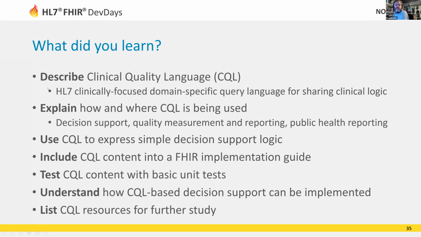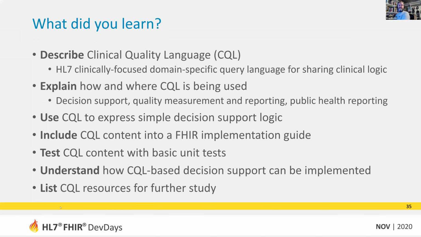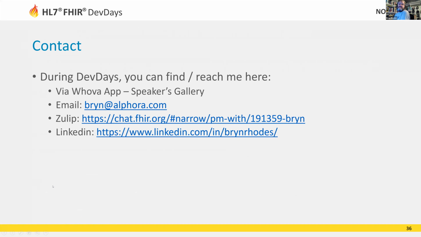Describe clinical quality language as an HL7 clinically focused domain-specific query language for sharing clinical logic. Explain how and where it's being used. It's being used extensively for decision support, quality measurement and reporting, and public health reporting. Use CQL to express simple decision support logic, include that into a FHIR implementation guide, test it, understand how it can be implemented, and list further resources.